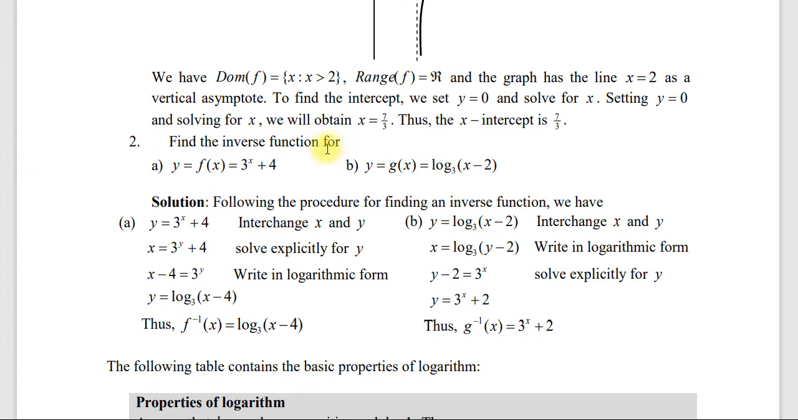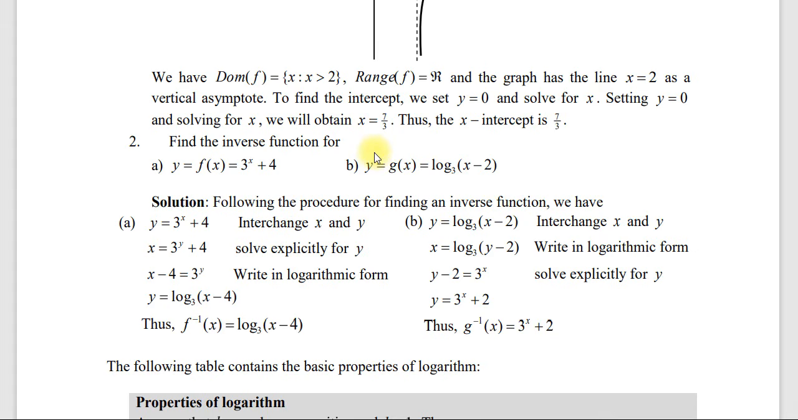ሌላኛ example, find the inverse of the function for y which is equal to f of x which is equal to 3 the power of x plus 4 and g of x which is equal to log x minus 2 in base 3። አሁን ኢንቨርሱን ፈልጉ ነው የተባለው። ኢንቨርስ ፈልጉ ማለት ምን ማለት ነው?